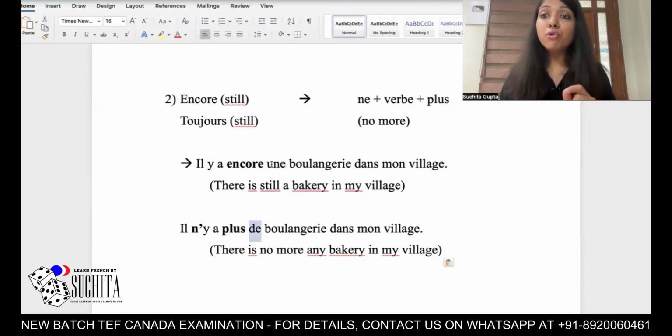Il y a encore une. While negating this une, which was an indefinite article, it changed into de. Okay, so il n'y a plus de boulangerie dans mon village, which would give you the sense of there is no more any bakery in my village. Il y a encore une boulangerie dans mon village. Il n'y a plus de boulangerie dans mon village.